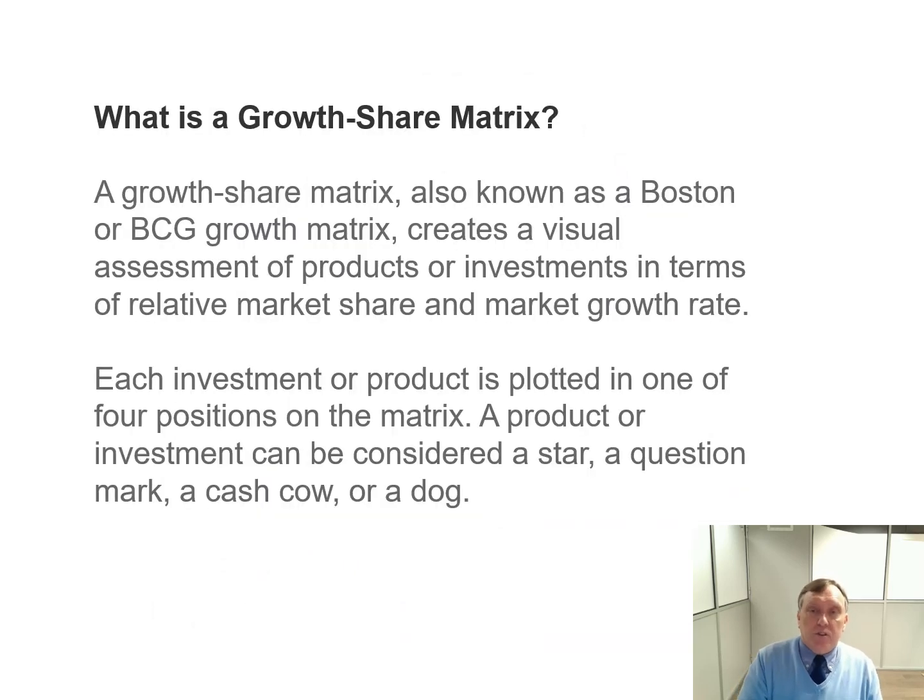Right, the growth share matrix, which we've just looked at, also known as the Boston matrix, or BCG, which is Boston Consulting Group Growth Matrix. So it creates a visual assessment of products or investments in terms of relative market share and growth rates. So each investment or product is plotted in one of the 4 positions on the matrix. A product or investment can be considered a star, a question mark, a cash cow, or a dog.